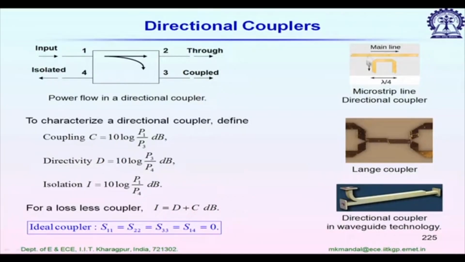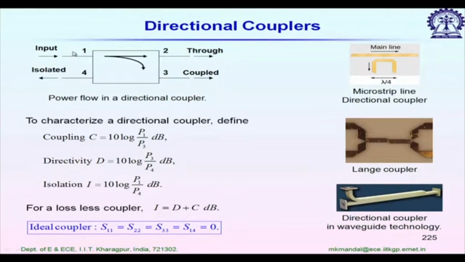Now, directional coupler in microstrip line technology. So, in the first example we are using simply a coupled microstrip line. In this figure, right hand side, you can see this is the main line, and with this we have a coupled microstrip line here. In general, a directional coupler is a 4 port network. Port 1 is the input port, port 2 we call the through port, port 3 is the coupled port, and port 4 is the isolated port.